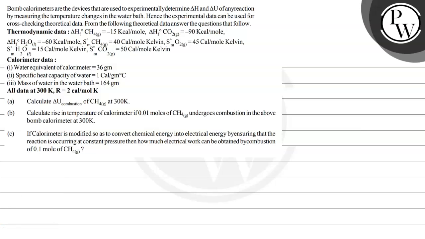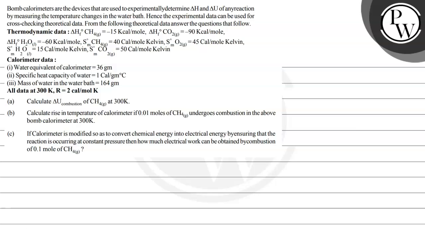So the question says, bomb calorimeters are the devices that are used to experimentally determine delta H and delta U for any reaction by measuring the temperature changes in the water bath. Hence, the experimental data can be used for cross-checking the theoretical data. From the following theoretical data, answer the questions that follow.